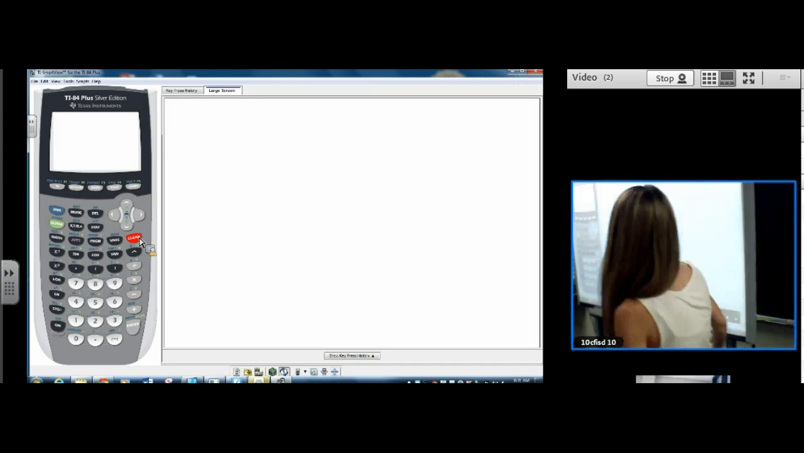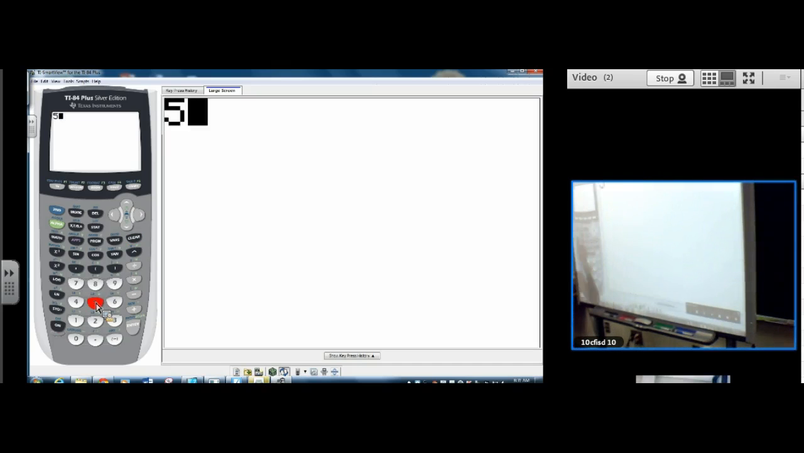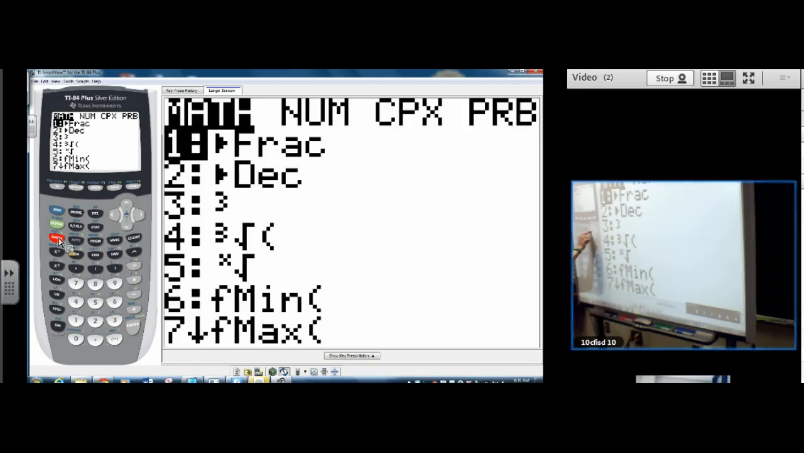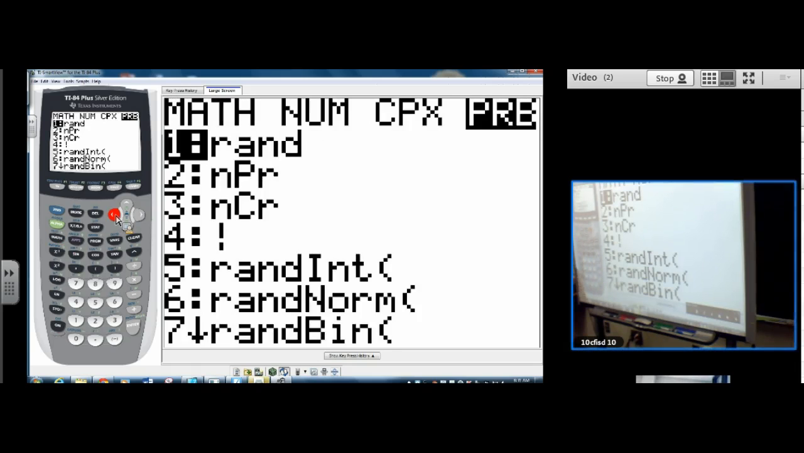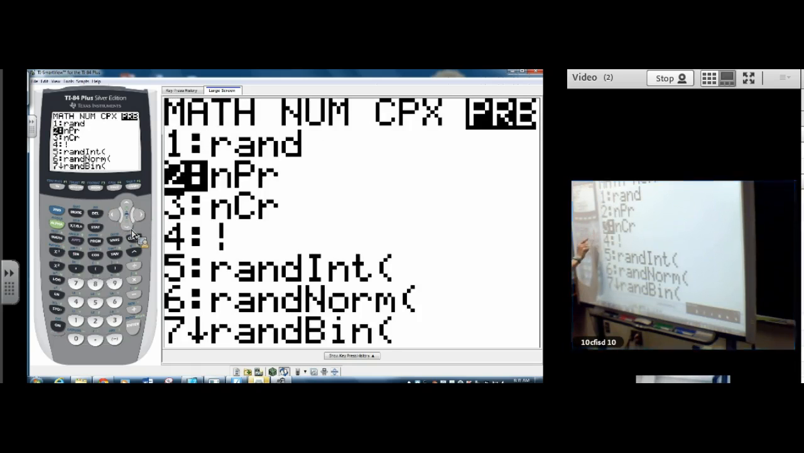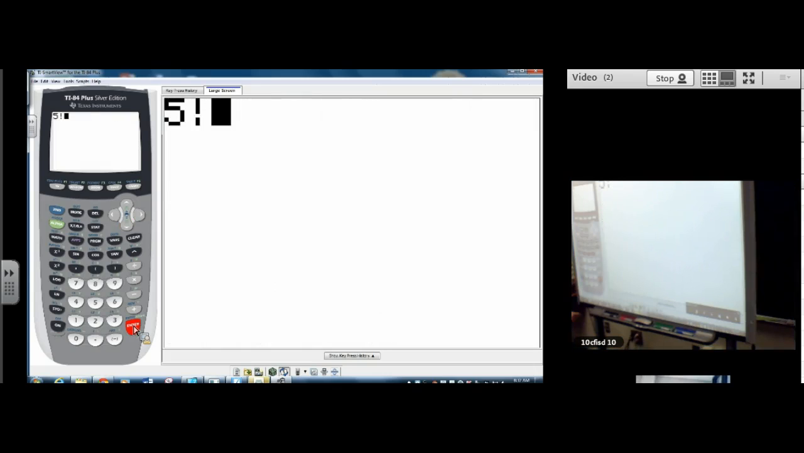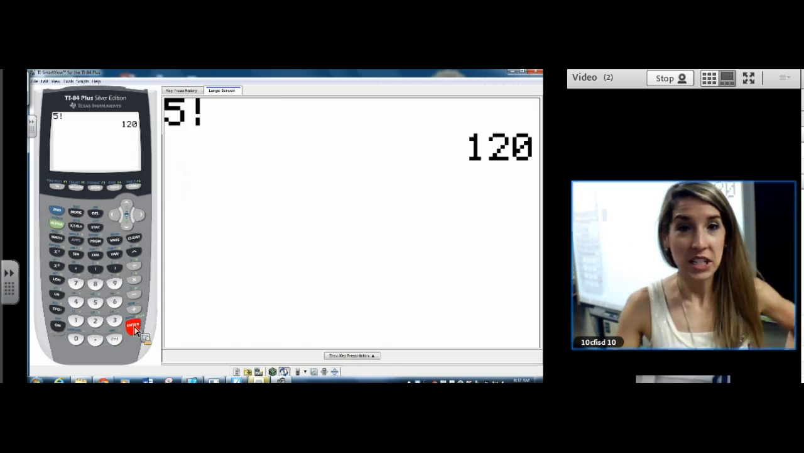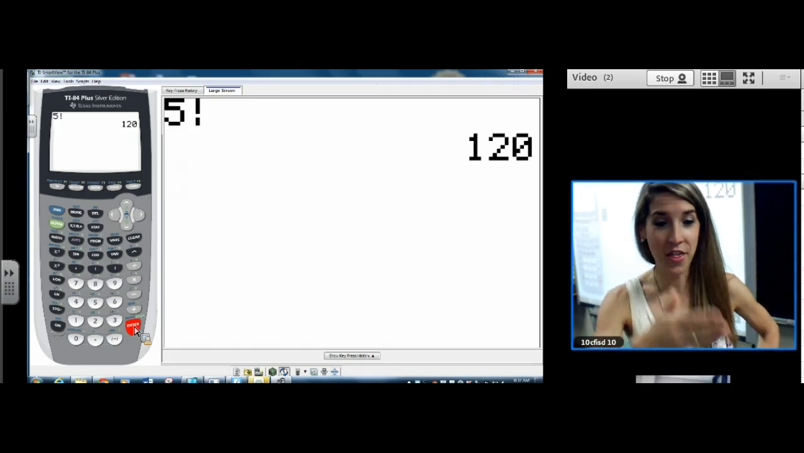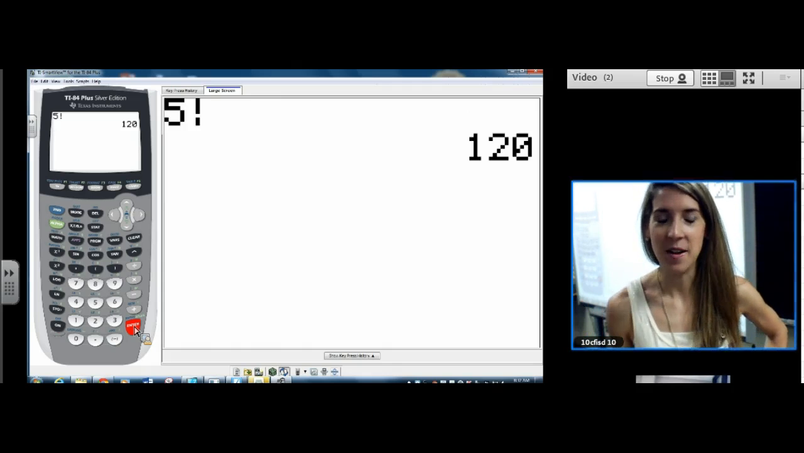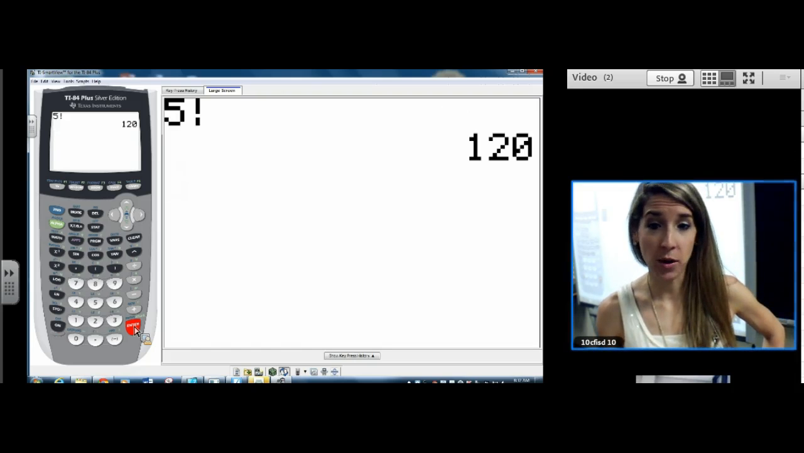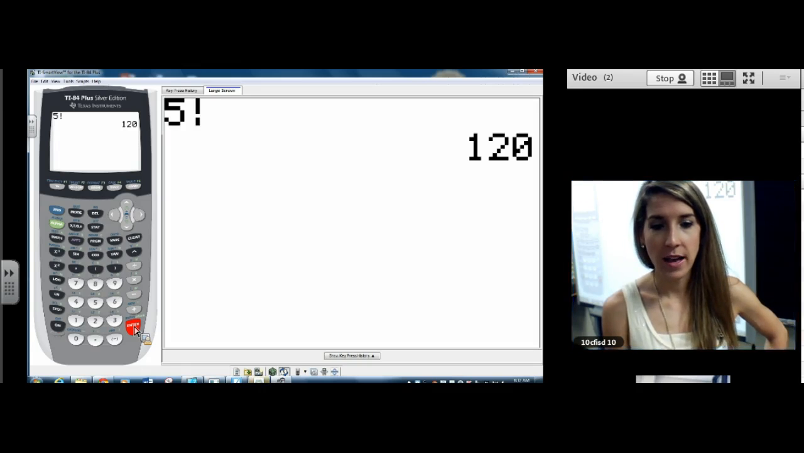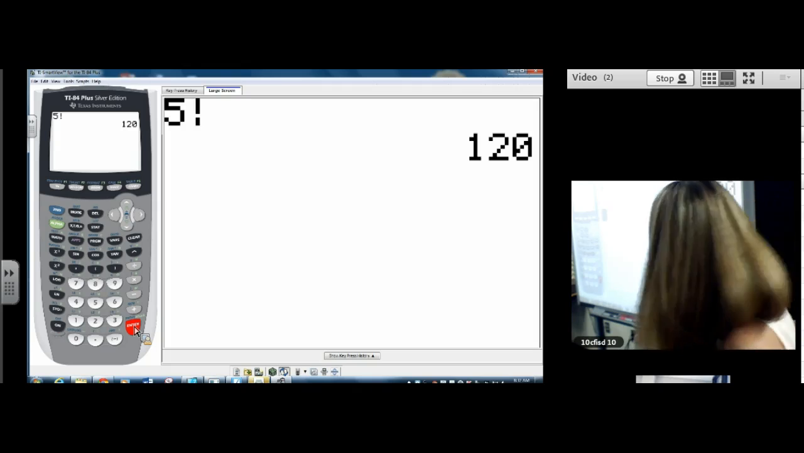The factorial button. So if you press 5, and you go to Math, and you go to PRB, Probability, then you will see the factorial button. And then you press Enter, and it does all the work for you. So it's important, yeah, press Math, then go left, then press 4. Good. It's important that you know how a factorial works, but yes, you can let your calculator do the grunt work. But you still need to know what a factorial is and how it works, okay?